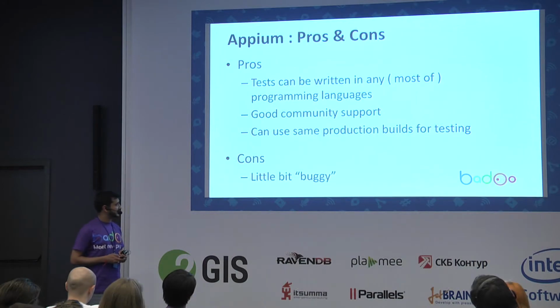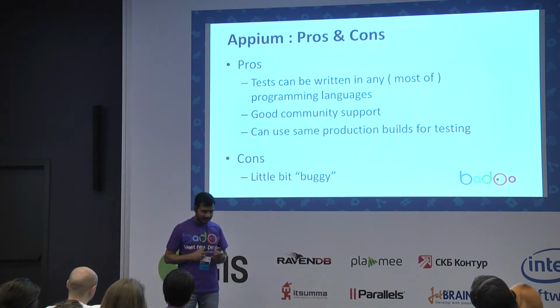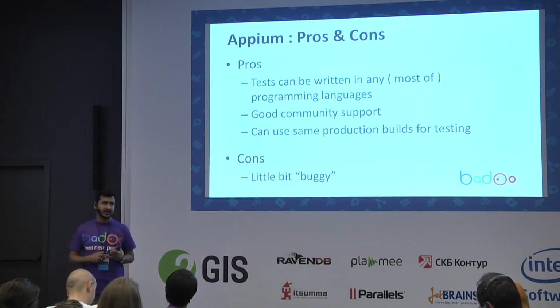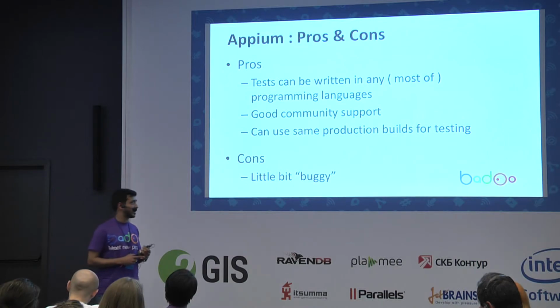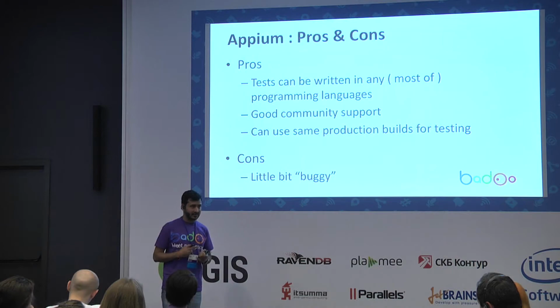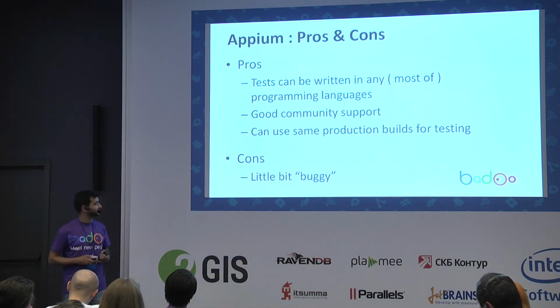The main con is that it is a little bit buggy. It's still buggy. When we were investigating the tools two years ago, we saw that Calabash was more stable than Appium. That's why we went with Calabash. Over the last two years, Appium has improved a lot, but I still find that it's buggy.